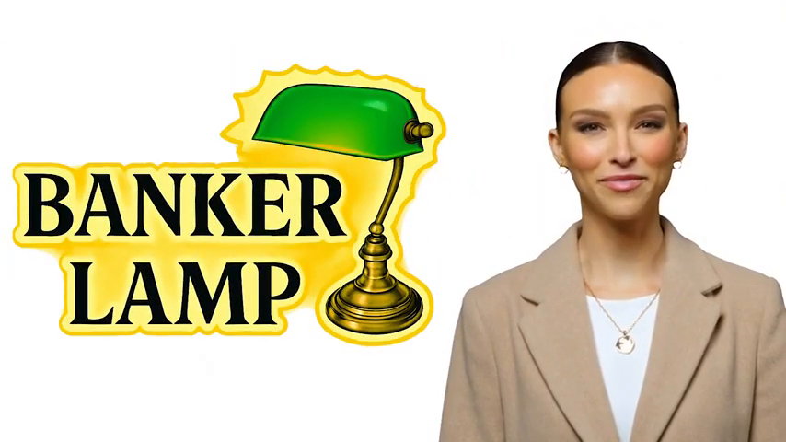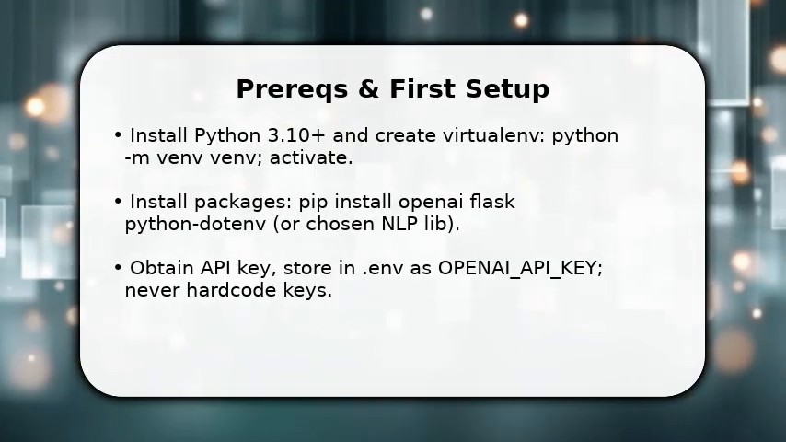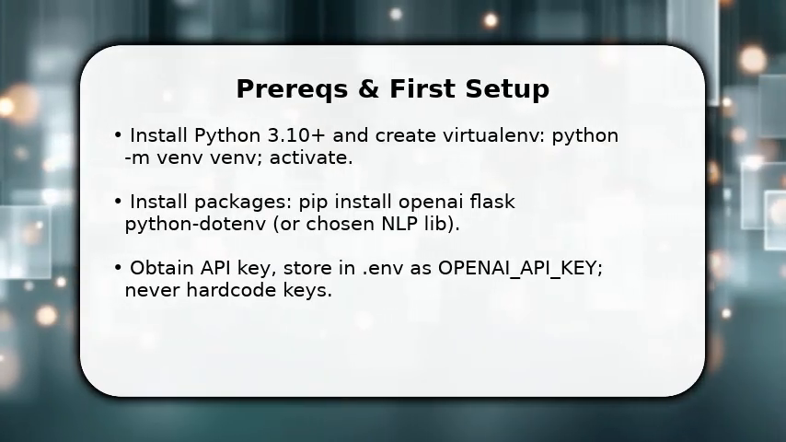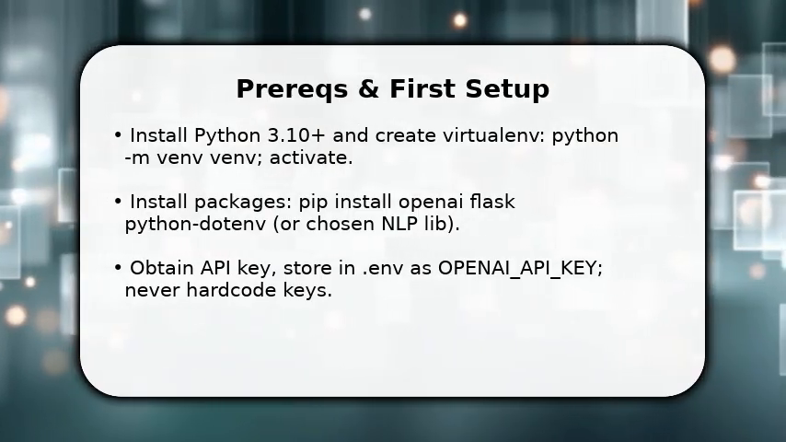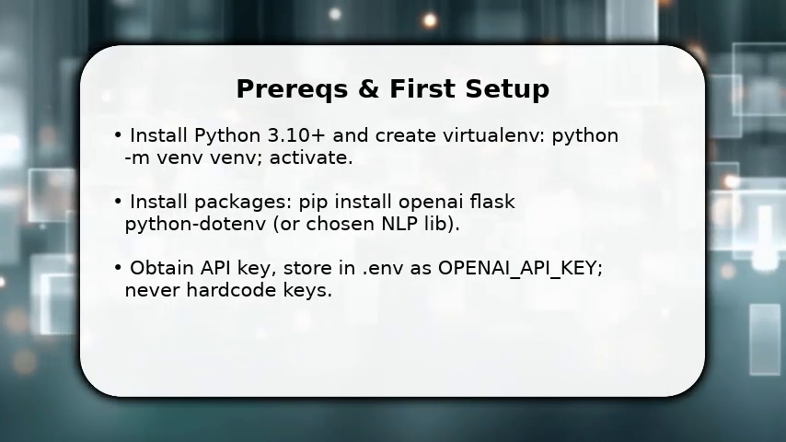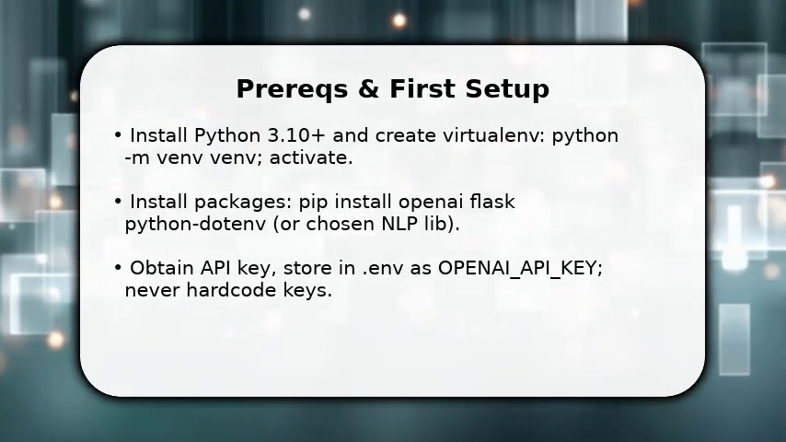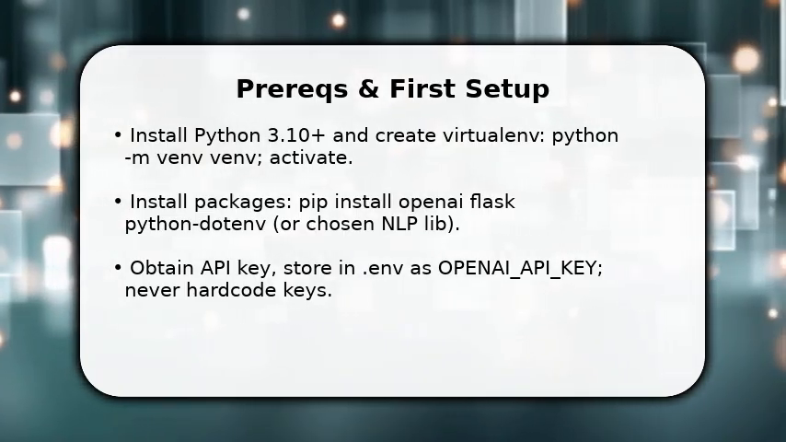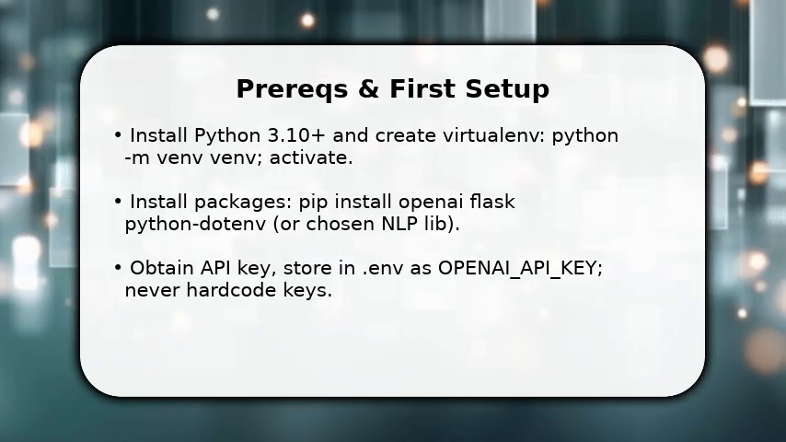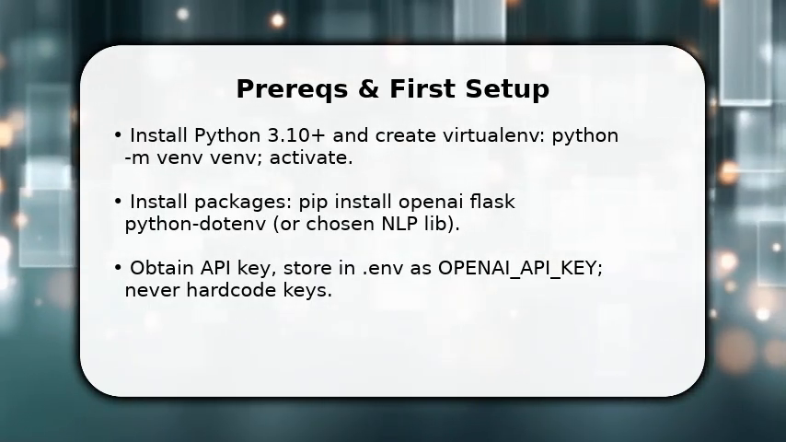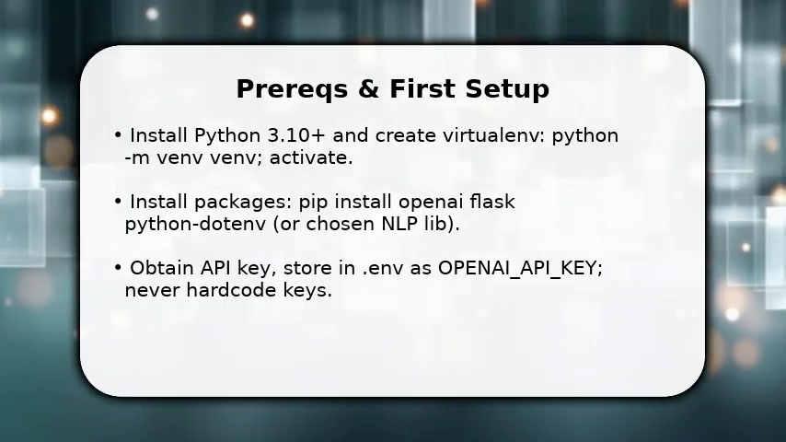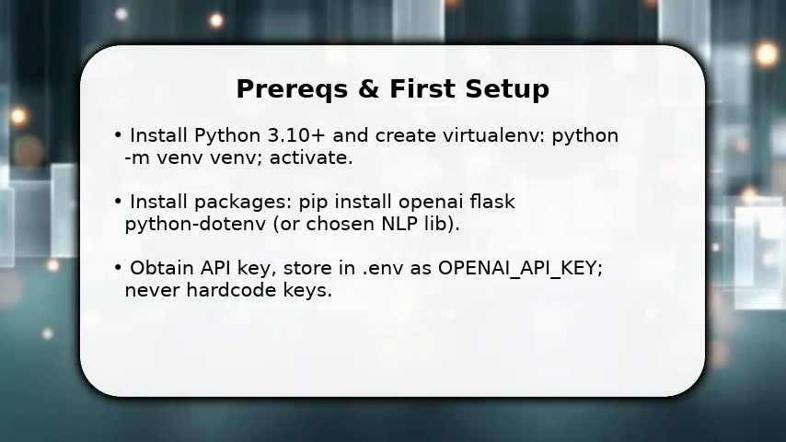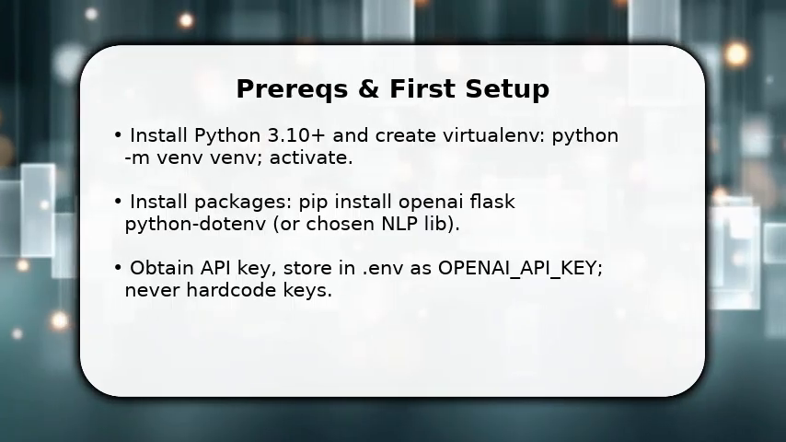Please enjoy the video. You'll start by preparing a focused environment. Create and activate a virtual env so dependencies stay isolated. Once done, install minimal packages like the OpenAI client, Flask for a simple web front end, and Python dotenv to load secrets. Make sure you add your API key to a .env file named OPENAI_API_KEY rather than pasting it into code. This prevents leaks and makes deployment simpler.